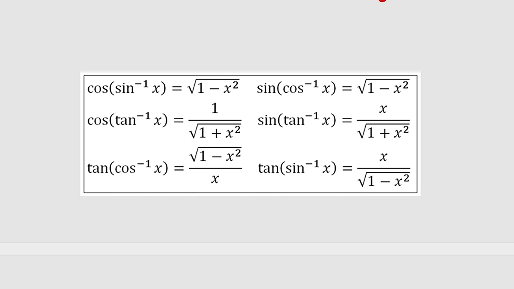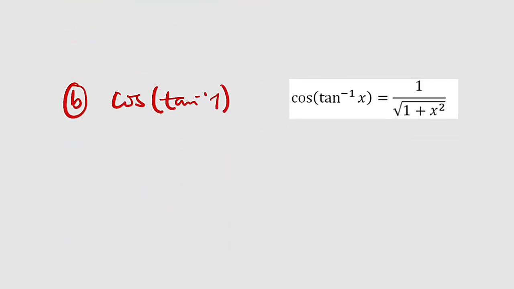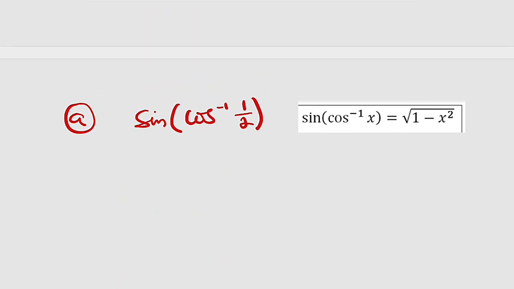In our previous lesson, I showed you how to derive these important formulas for the composition of inverse trigonometric functions in the main trigonometric ratios. So today we are going to apply them in evaluating some problems. You can see them right here. All right, let's get started with the first one.